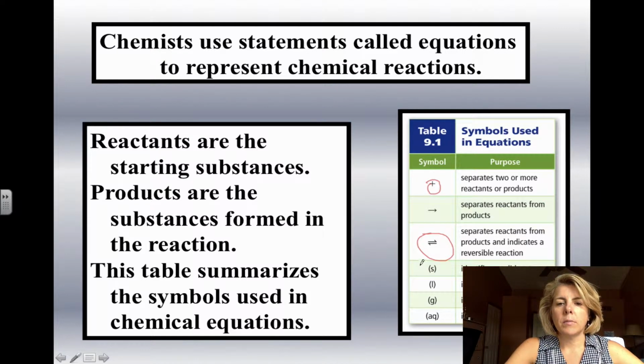You may see these symbols at the bottom here. So S is solid, L is liquid, G is gas, and AQ is a water solution. We'll be doing a lot of reactions with water solutions.